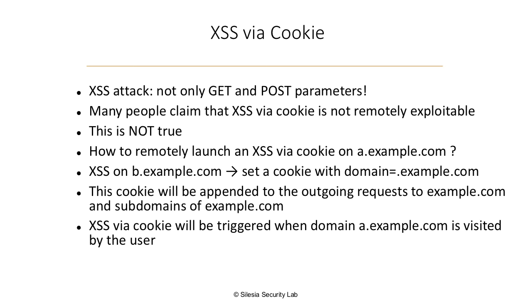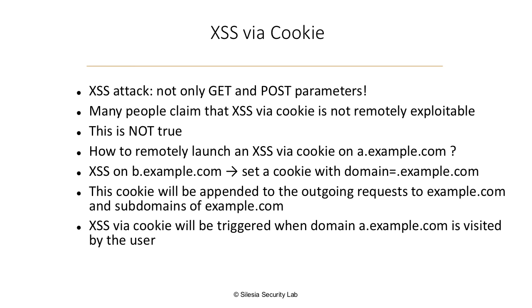And that's it. So we are just using an XSS on b.example.com to set this cookie remotely in the cookie jar of the user. And then when domain a.example.com is visited by the user, XSS via cookie is automatically triggered. And voila, we've got what we wanted to have. We've got remotely exploitable XSS via cookie on domain a.example.com.